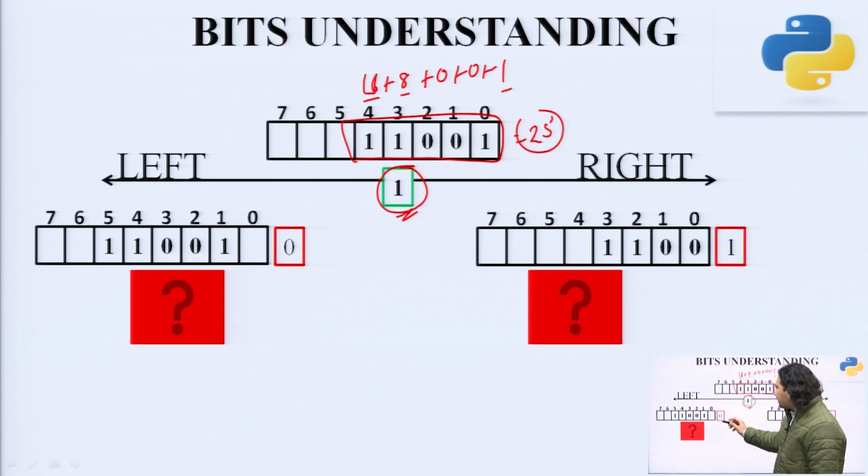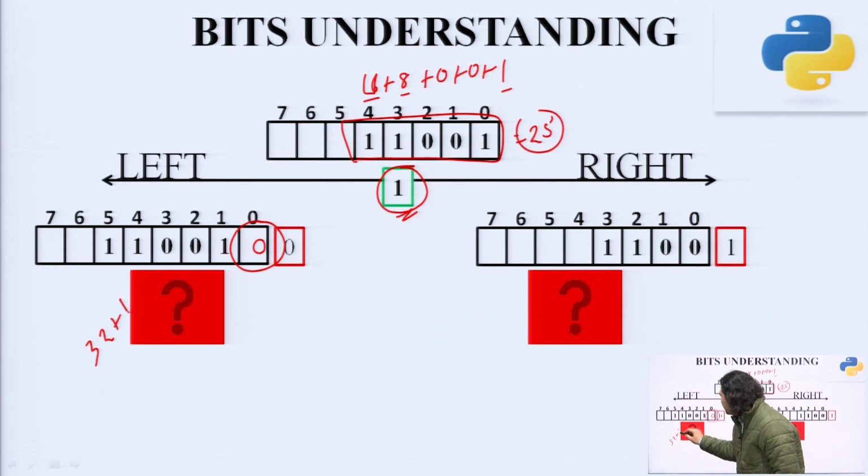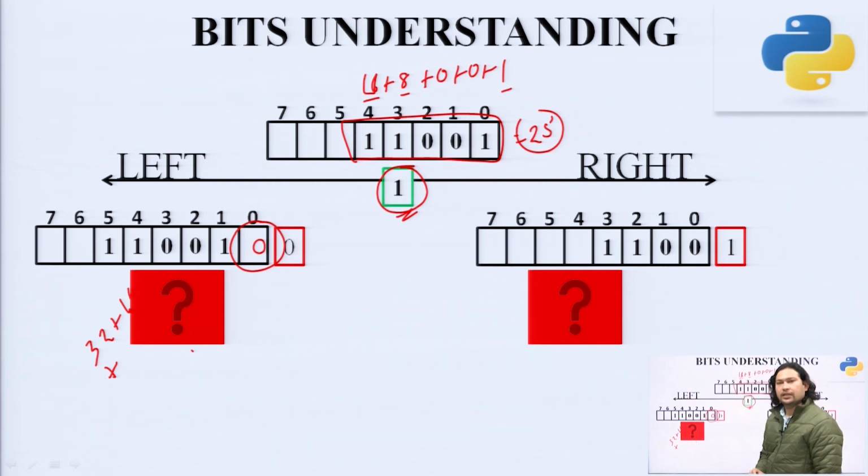In the left shift, you can see empty spaces are created, and you just need to fill them with 0. So, the number gets updated from 25 to 2 raised to power 5, that is 32, plus 16, plus 2. So, what is the number? That is 32 plus 16, that is 48, and plus 2, that is 50. The number is updated from 25 to 50 in the left shift.